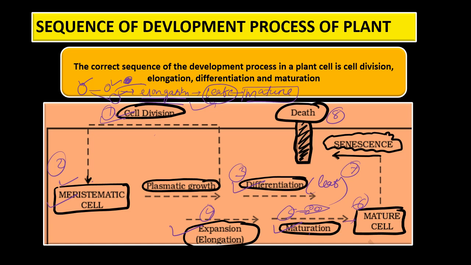Next, this mature cell further enters into senescence. What is senescence? Senescence is the remobilization of nutrients from the dying part. If the cell dies, it removes nutrients or provides nutrients to the young cell so that the young cell can survive. Then after that the senescent cell undergoes death. So this is the development process of a plant, how it grows from seed to death. This is the overall process of plant development.